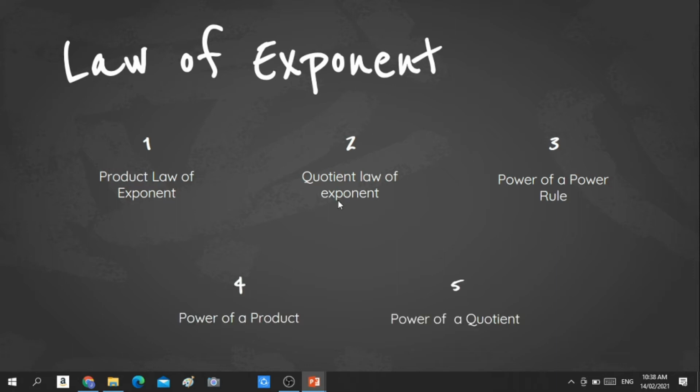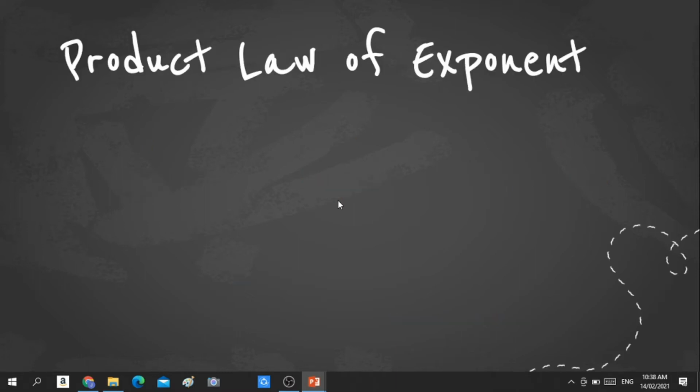We will go through them one by one. So let's have first the product law of exponent. By the word itself, product, it means multiplication of exponents. Okay, product law. So let's have an example. I have here b raised to 2 multiplied by b raised to 3. The dot means multiplication. Okay?